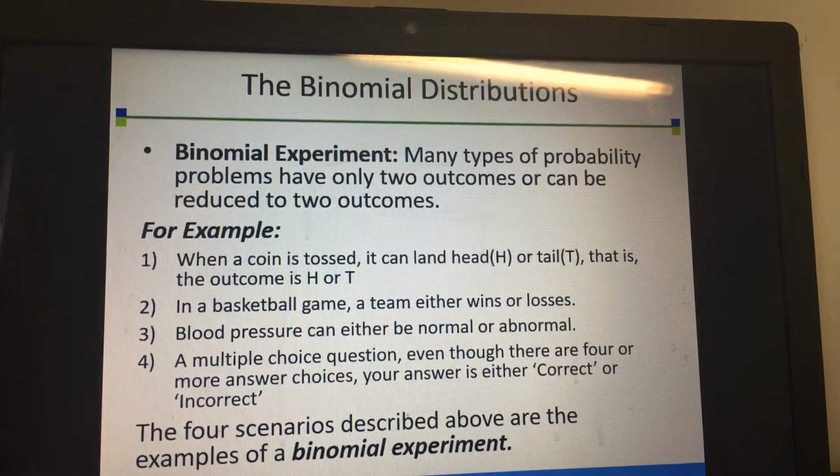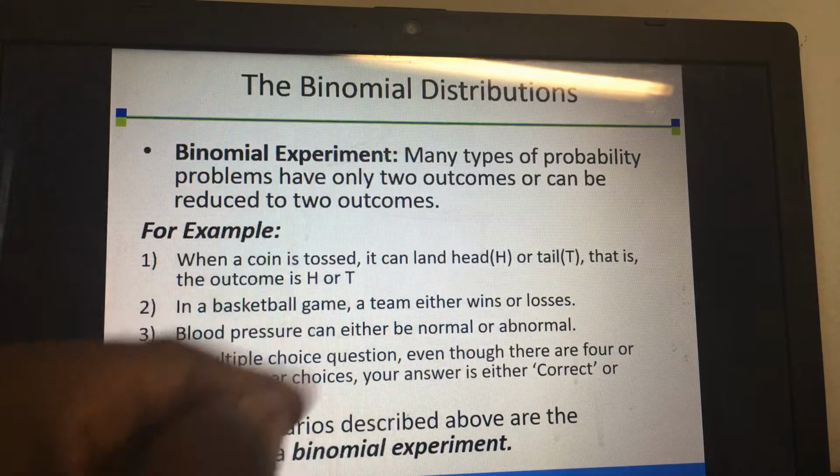How about a basketball game? In a basketball game, either a team wins or the team loses. How about blood pressure? Either it is normal or it is not normal. For example, the doctor might check your blood pressure and say it is so and so amount. The bottom line is that either it is normal or it is not normal, which is also two outcomes.